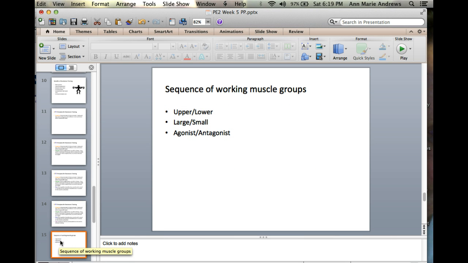Okay, sequence of working muscle groups. So there's different ones. I mean, you can work out different ways. So I talked about doing one day upper body, the next day lower body. That's what this is talking about, how you want to alter your workouts. I think that's what a lot of people do. A lot of people also do the larger to smaller, so larger muscle groups down to the smaller ones.